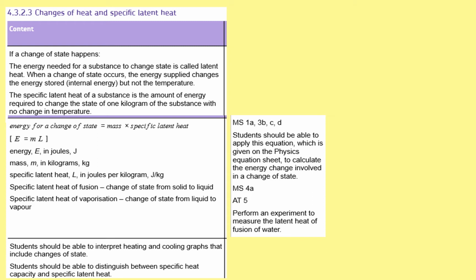This is the specification, so it just tells you exactly what you need to know and what this lesson is going to run through. So we're going to talk about changes of heat, what happens when you heat something, what happens to the temperature, why the temperature doesn't always increase. And we're going to talk about latent heat. And then we've got this equation here. Now this equation is given to you on the physics equation sheet. So you don't need to remember it, but you do need to be able to use it, and you need to be able to rearrange it. So we're going to look at that as well.